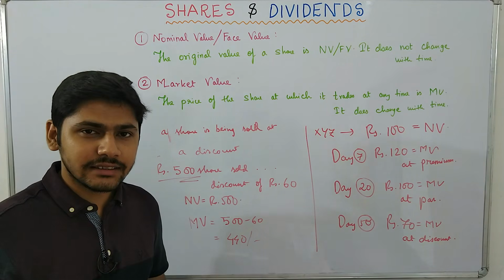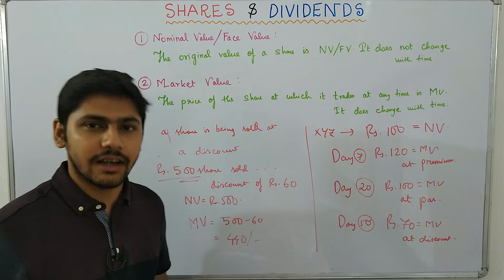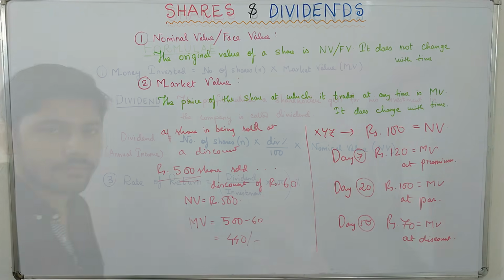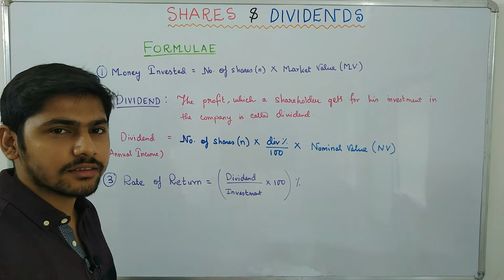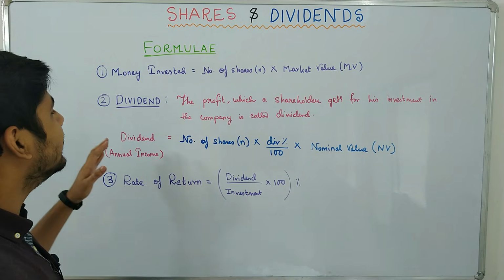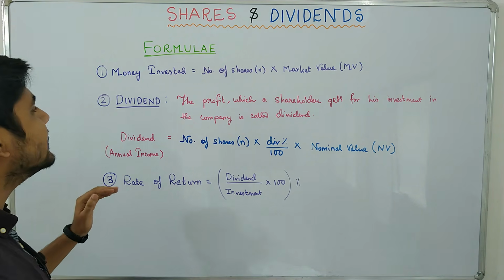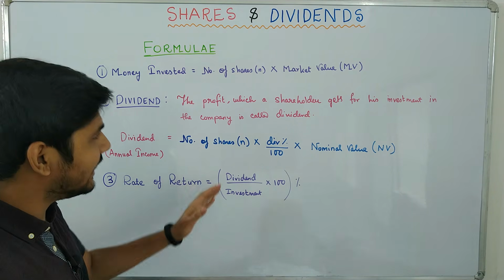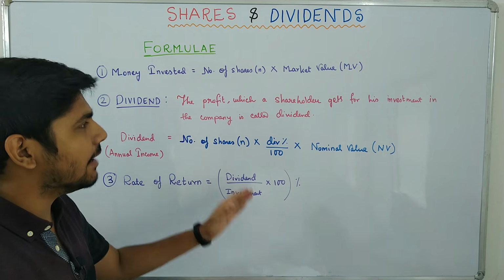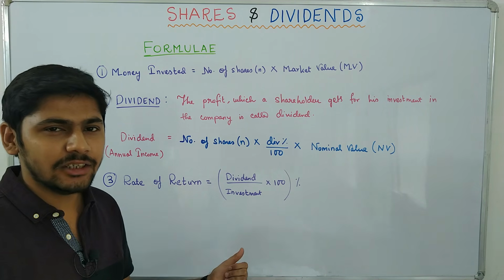There are a few more things that we need to discuss. We'll discuss them now. Moving on to the formulas. First, we have money invested. Money invested is equal to number of shares N into market value MV. I hope it's easy to understand.